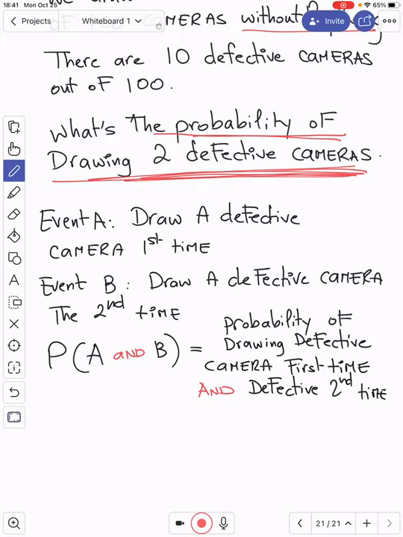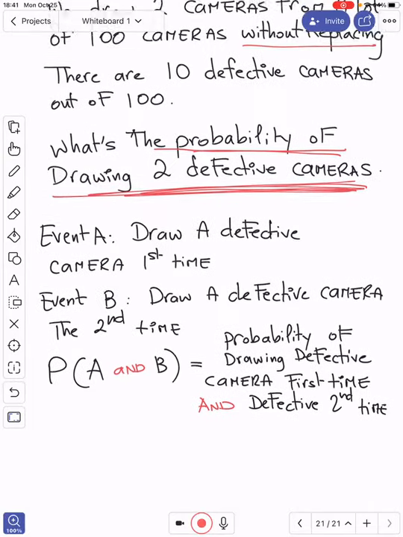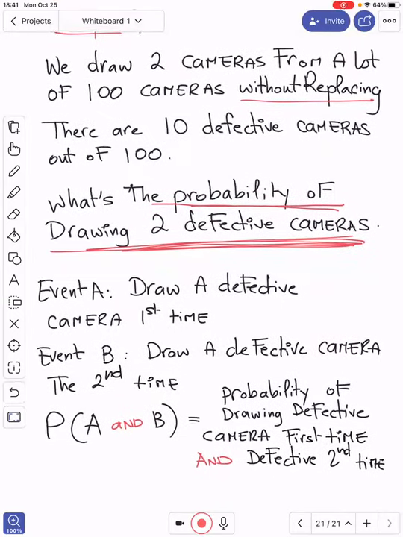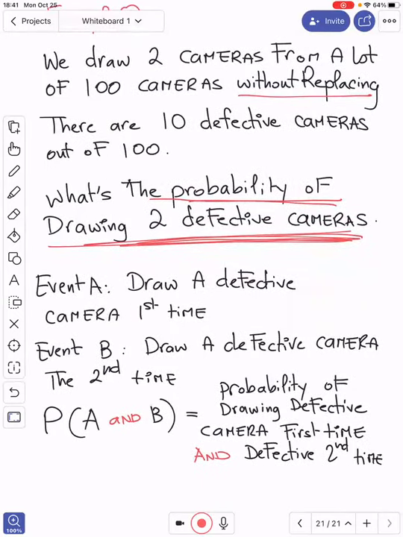Now the question is, I want to compute this probability of A and B, drawing a defective camera the first time and drawing a defective camera the second time. Are A and B independent or dependent? So what do you think, guys? Are the two events dependent or independent?